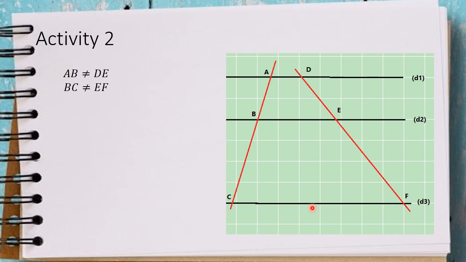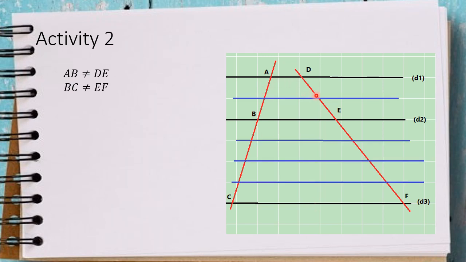So I want to add lines. I am adding lines to have equal distances. So here I added some lines in which now the distance between the parallel lines is equal. The distance between D1 and this blue line is 1 box, and between this blue line and D2 is 1 box, and so on. Now I can benefit from activity 1, in which we know that if we have equal distances, these segments of the secant will be equal.